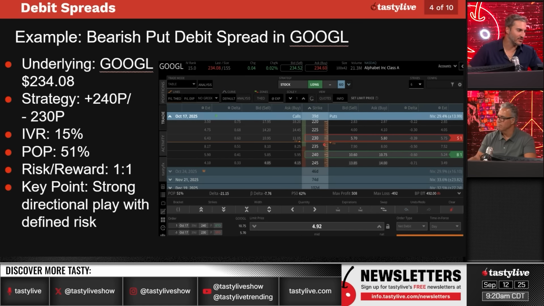Out of the money, one strike in the money. Depending on how wide you want to go, if you want to go 2 and 2, 4 and 4, whatever, it doesn't matter. They're all going to be 50-50 shots, essentially, if you're looking at this sort of setup.